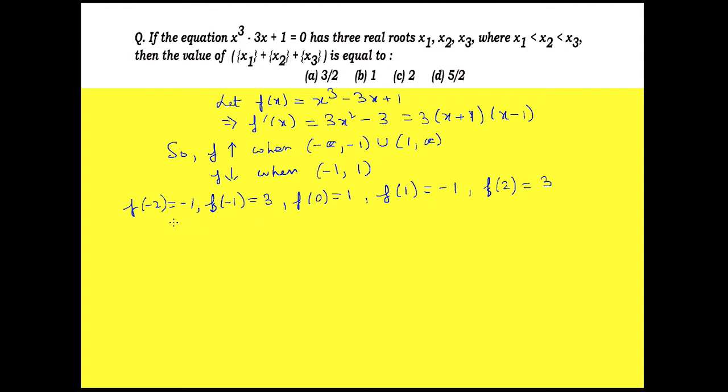So we note here that there's a change of sign between f of minus 2 and f of minus 1, right? So there must be a root here. You can write it like this also: the product is less than 0. There must be a root here. So one root lies in this interval.